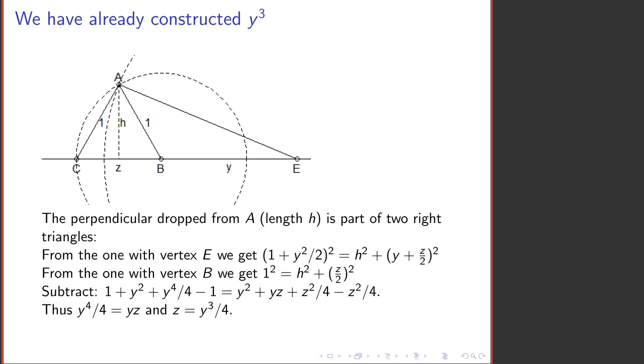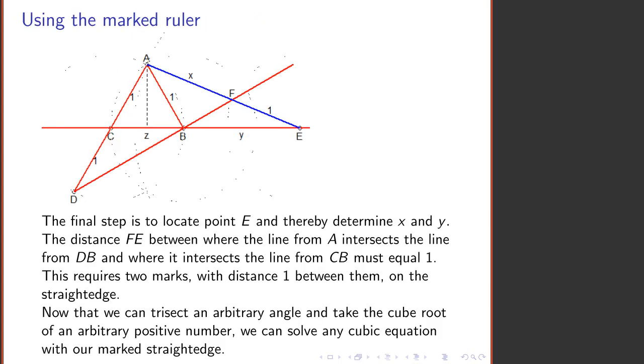So what I have to do is multiply out y plus z over 2 squared, and then subtract from it z over 2 squared. And I don't have very much left. The 1's cancel out. Y squared cancels out. I find that y to the 4th over 4 is equal to y times z, or z equals y cubed over 4. And for any value of y that I choose, which in turn determines the position of E, z will have the value y cubed over 4. Now I've just got to reverse that construction.